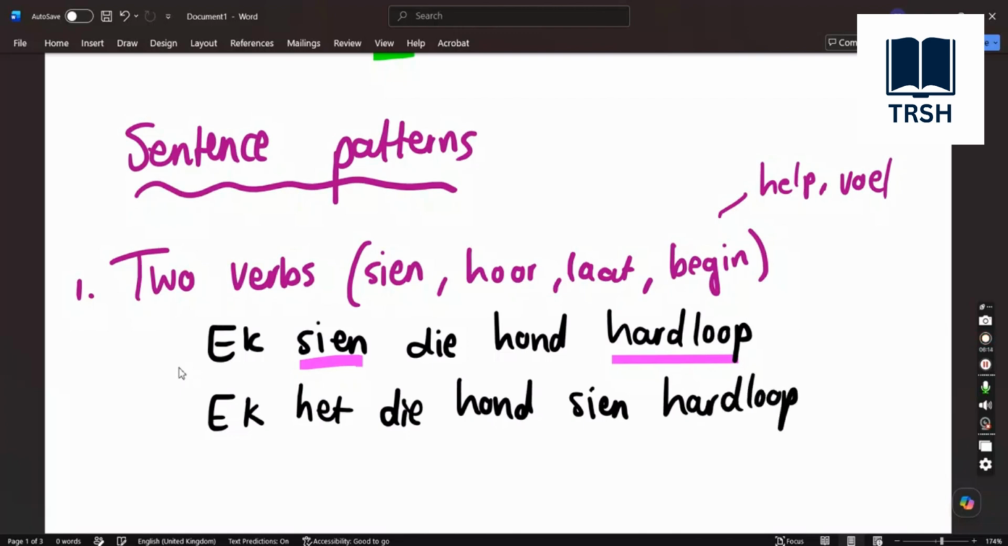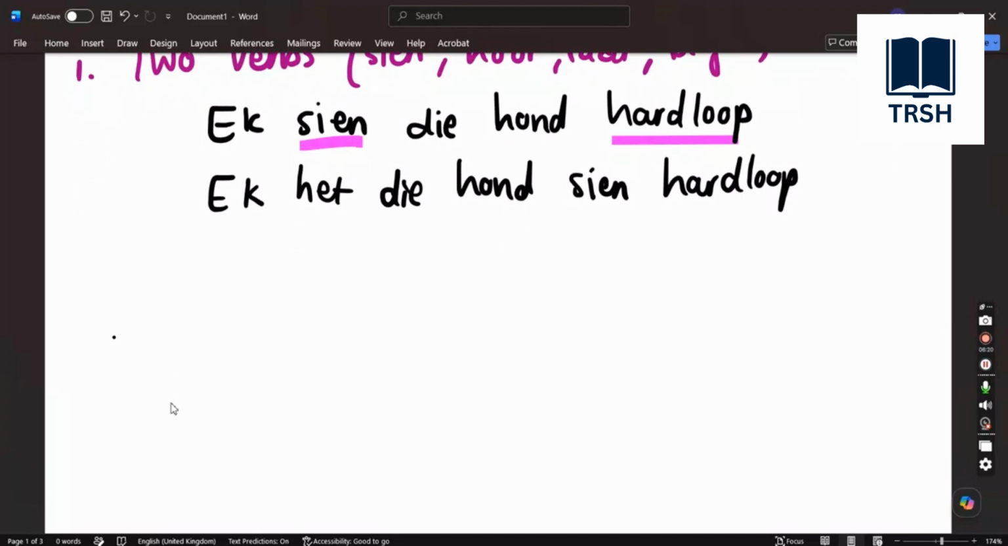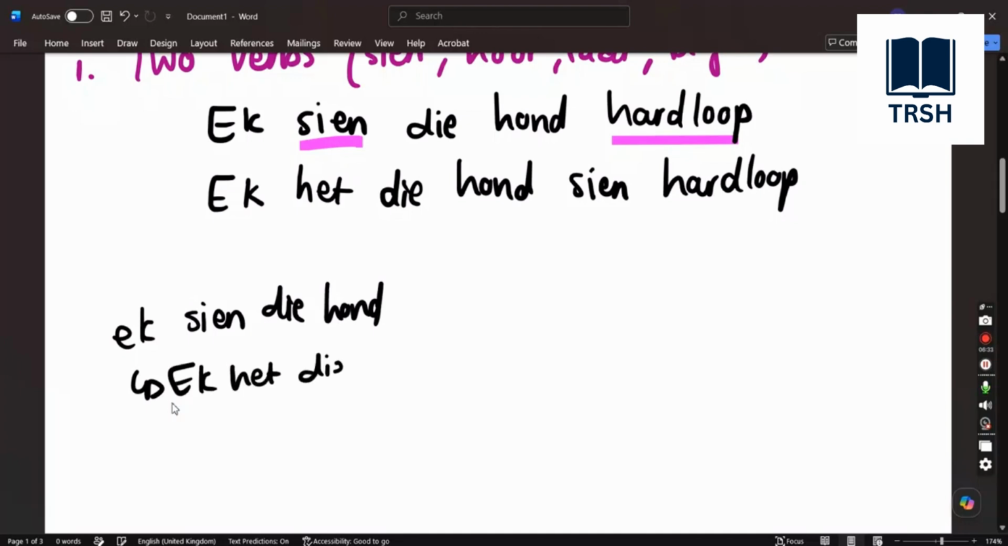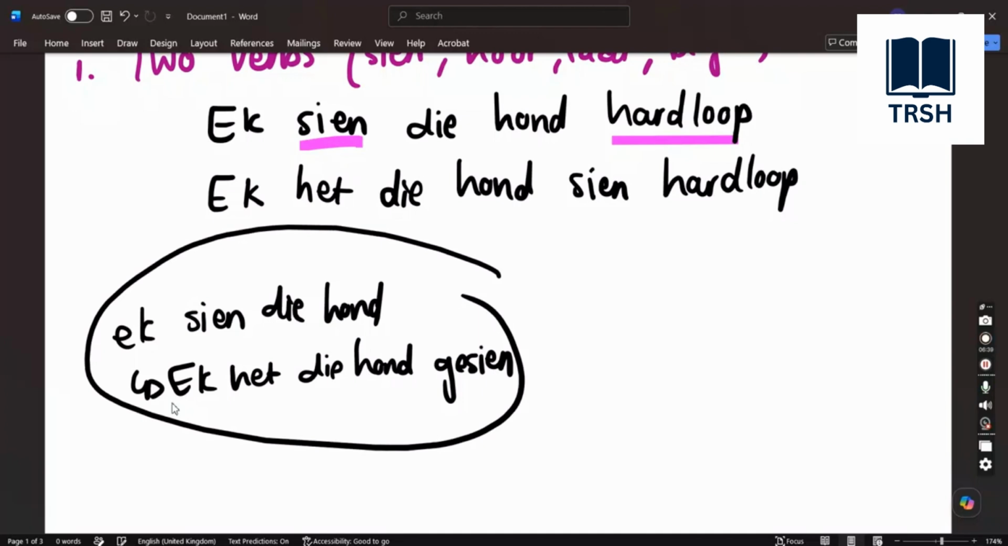And the reason is because we have the "seen" and the "hardloop". If the sentence was just "ek sien die hond", for example, then this could be written as "ek het die hond gesien". Then this would work. But in this case, it's not how it's going to work. This would be your answer.